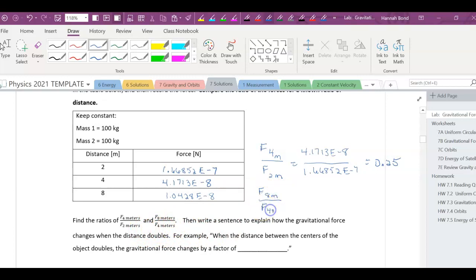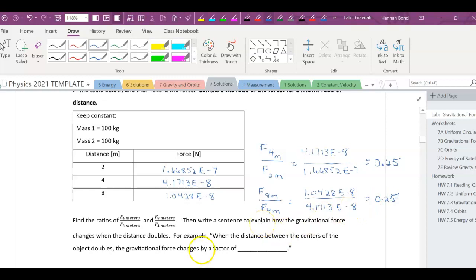And then it also says to look at the ratio of the force at 8 meters divided by the force at 4 meters. You know, I want a couple of data points. Let me see if I get the same ratio when I divide these others. So here I would have 1.0428 e to the negative 8 divided by 4.1713 e to the negative 8. And if I do this math, I'm also going to get 0.25.